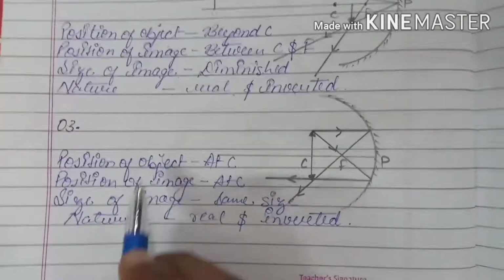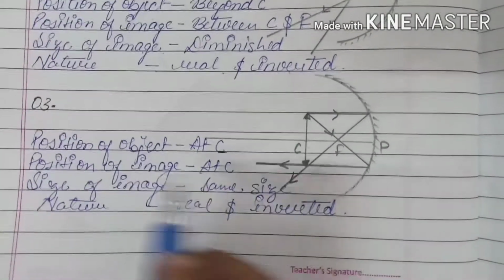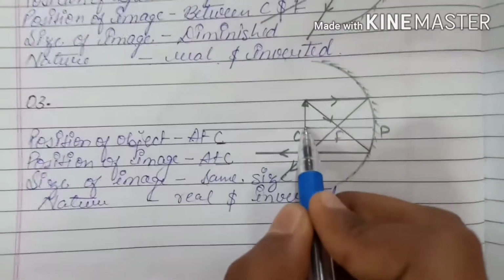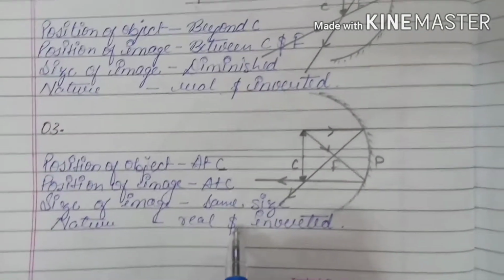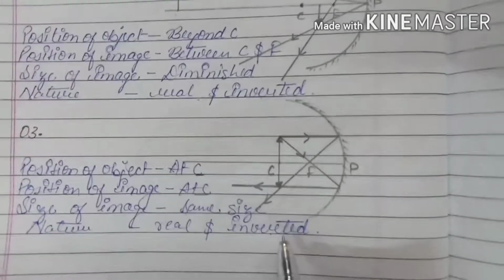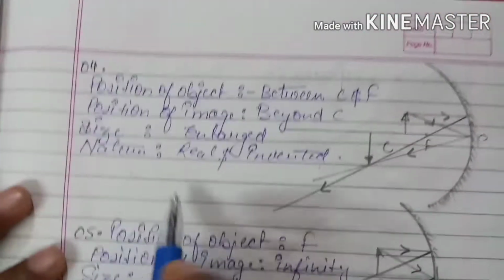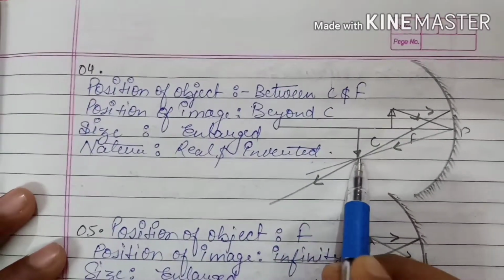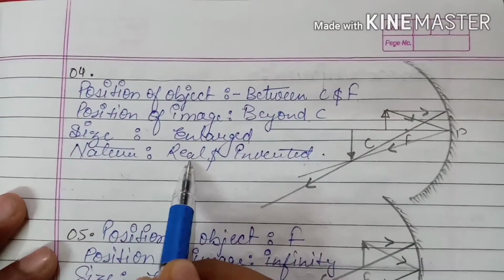Now in case 3, we will place the object at C, the center of curvature, and we will see that the image is also formed at C, but it is the same size, meaning whatever size of object we have taken, we will get the image of that size only. The nature of the image will be real and inverted, which we can see clearly in the ray diagram. In the fourth case, we will place the object between C and F, and we will get the image beyond C, which will be enlarged, meaning the image will be greater than the size of the object, and the nature will again be real and inverted.